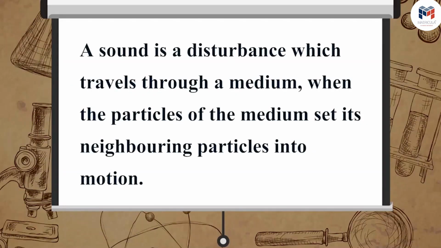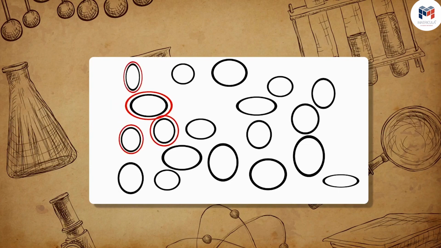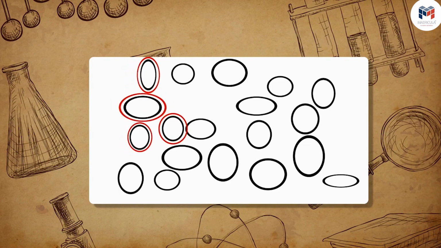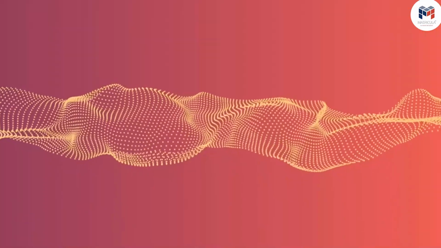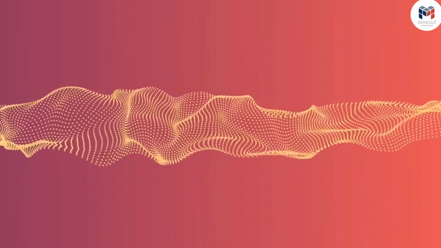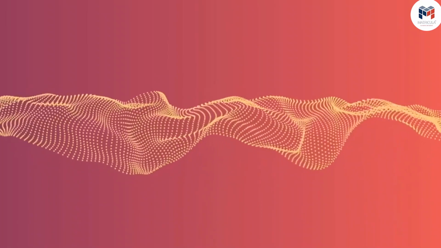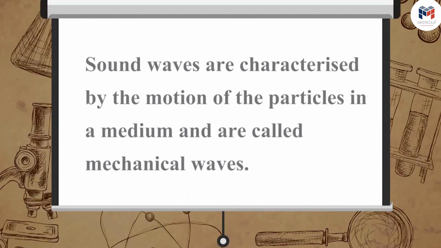Thus, a sound is a disturbance which travels through a medium when the particles of the medium set its neighboring particles into motion. These particles keep producing similar motions in other particles of the medium. The disturbance created by any source of sound propagates through the medium, but the particles of the medium do not travel. This is what happens during the propagation of sound, and so it can be visualized as a wave. Sound waves are characterized by the motion of the particles in a medium and are called mechanical waves.